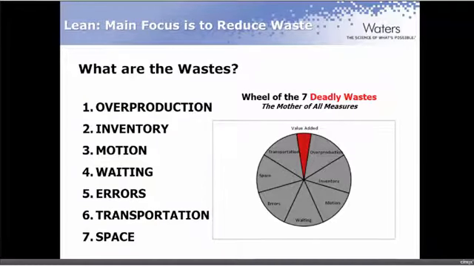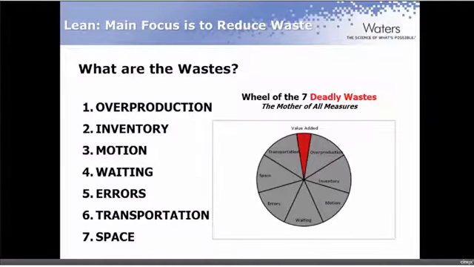Overproduction, that's where you produce more than what you need. Inventory, carrying inventory adds cost to your business. Motion, anytime you have to move to go get something, that's a waste. Waiting on something. Errors, obviously it's quality related. If you make errors, you're going to have to redo, rework. Transportation is a waste. And then also space.